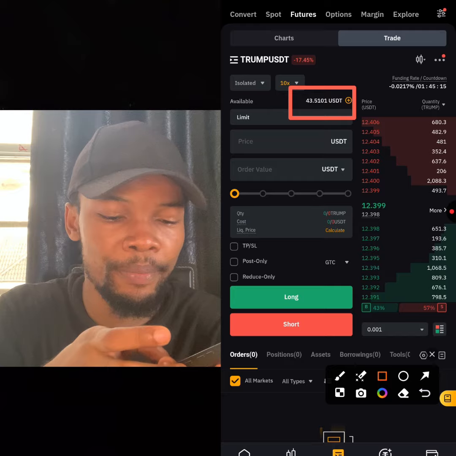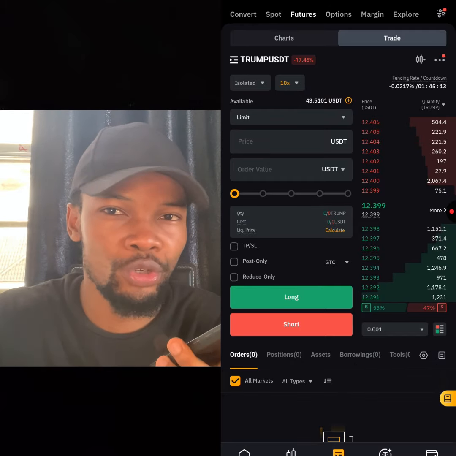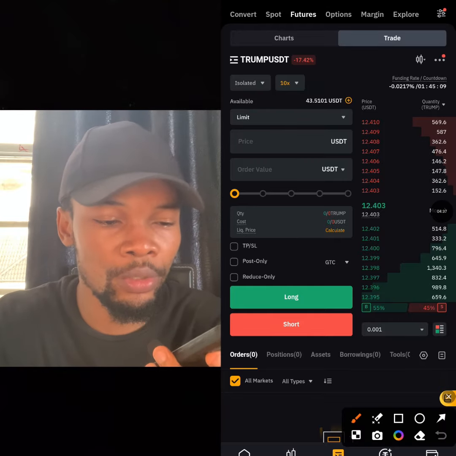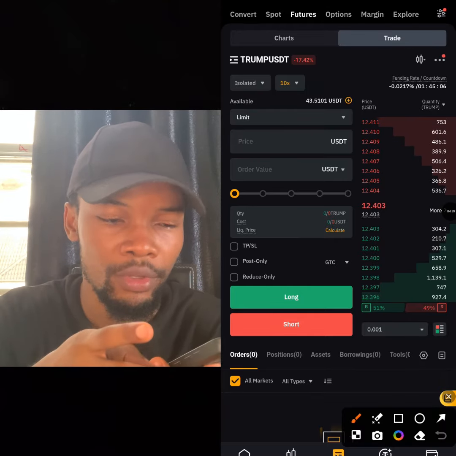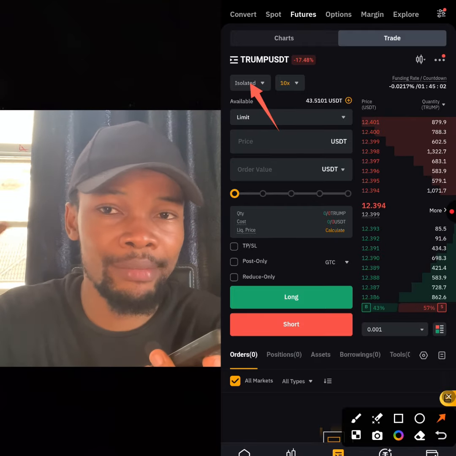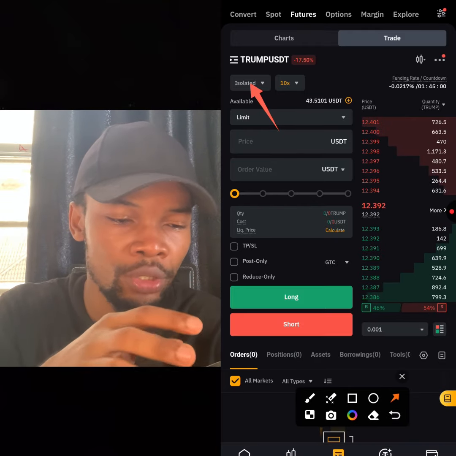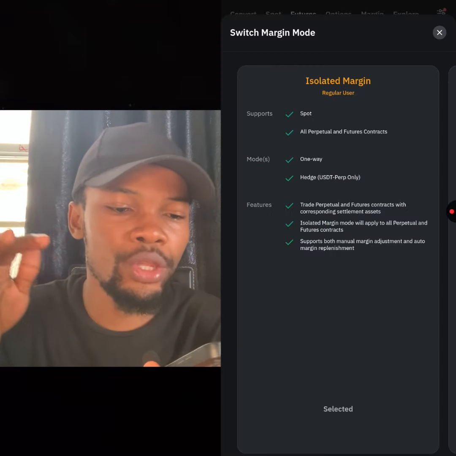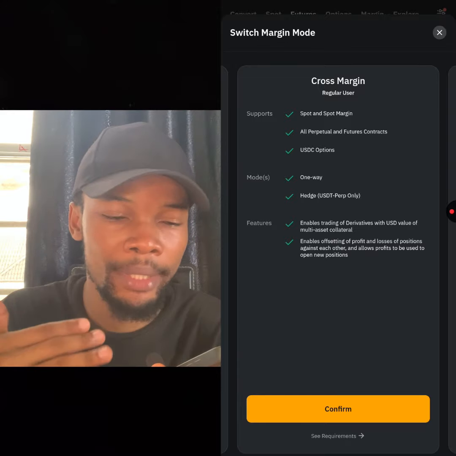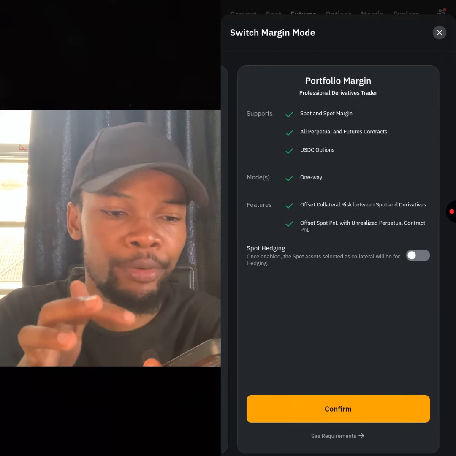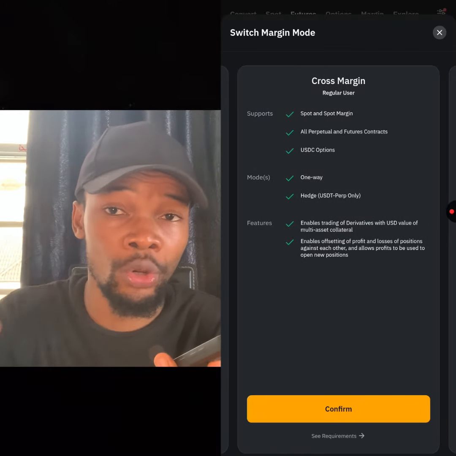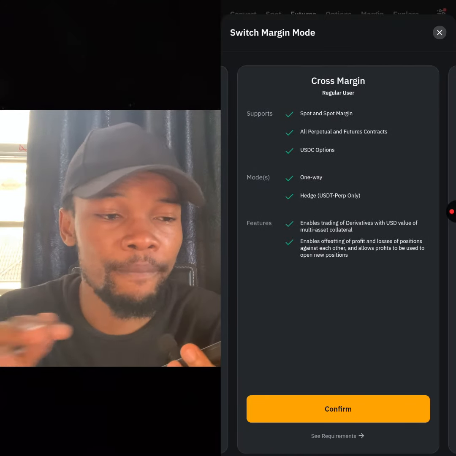Now, the next step is to understand what futures trading is and how it works. I'm going to show you some things you really need to understand. The very first thing here is isolated. What does isolated mean? I'm going to click on it so you can understand it better. When you select it, you can see isolated here. By the right swipe, there is cross margin and portfolio margin. But the very popular ones are isolated and cross. Now, what do they mean?